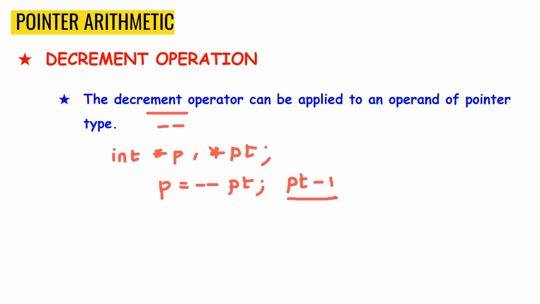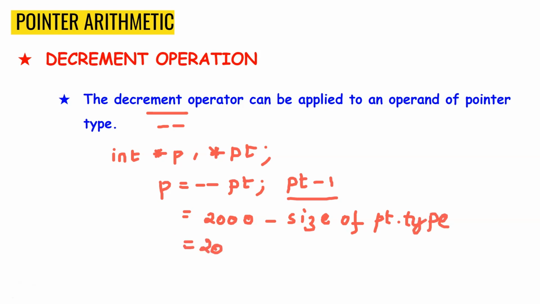Suppose pt value is 2000. 2000 minus size of pointer type. Since it is an integer pointer, that is equivalent to 2000 minus 2, which is equivalent to p is equal to 1998. So this is how the decrement operation is performed.